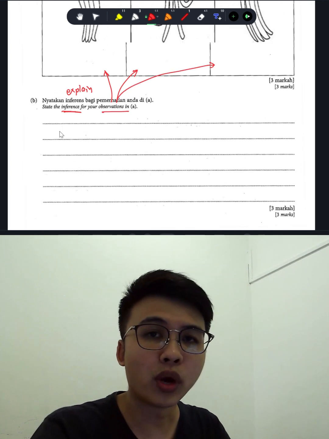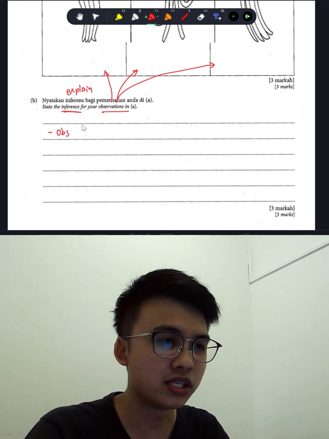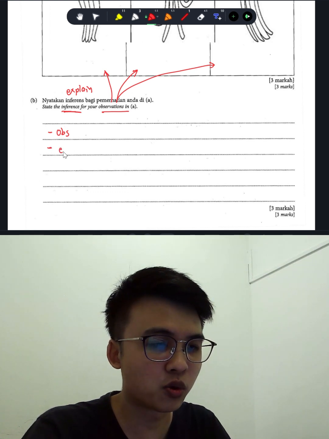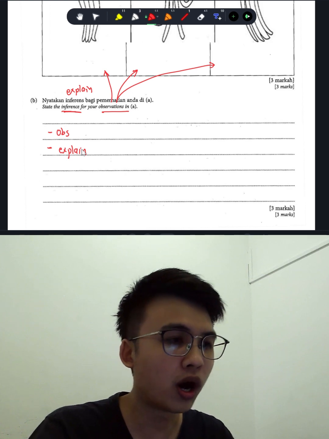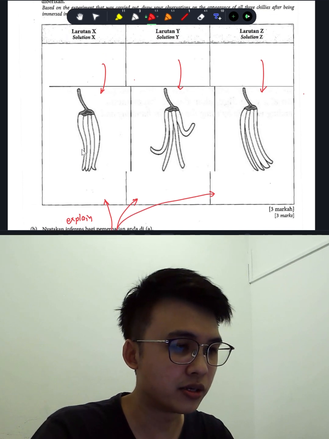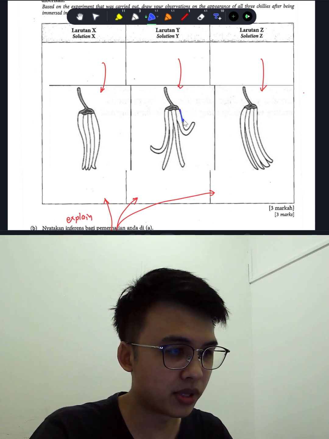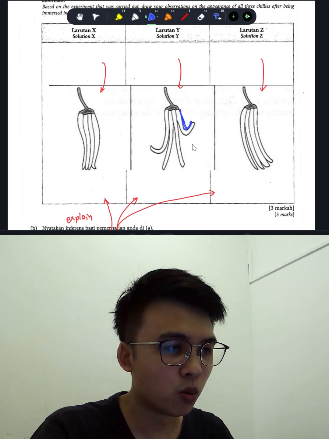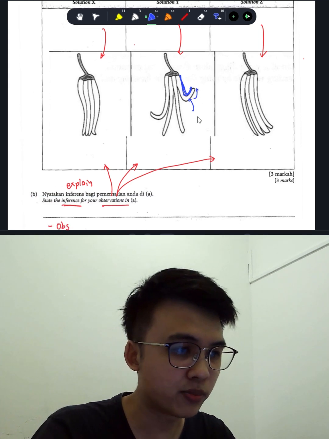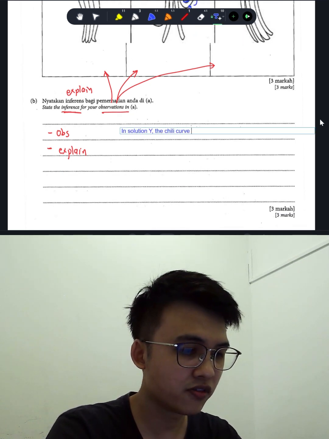Why is this happening? When it comes to this kind of question, you have a few points to write. First, you need to write down the observation. What are the things that you can see in the experiment? Secondly, you need to find out the explanation. You need to explain why this is happening. So let's take one as an example. You see, we are having the Y solution here, and you can see obviously this is the epidermis, and water keeps on rushing in, so it curves outwards.